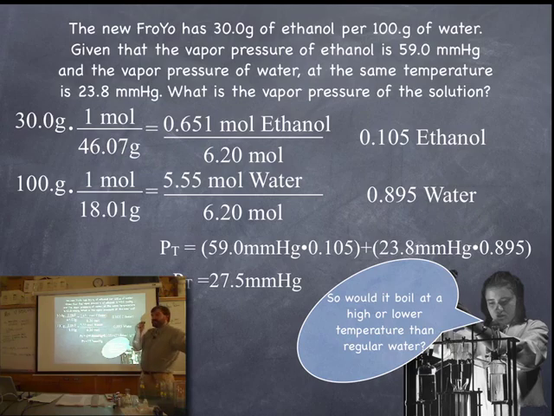Why would it increase the vapor pressure? So boiling is when the vapor pressure equals the atmospheric pressure. So we will equal the atmospheric pressure at a lower temperature because the vapor pressure is going to start at a higher point.